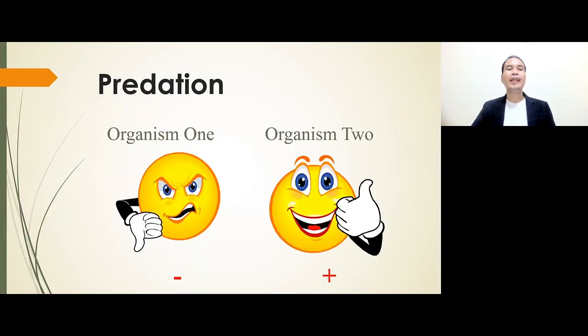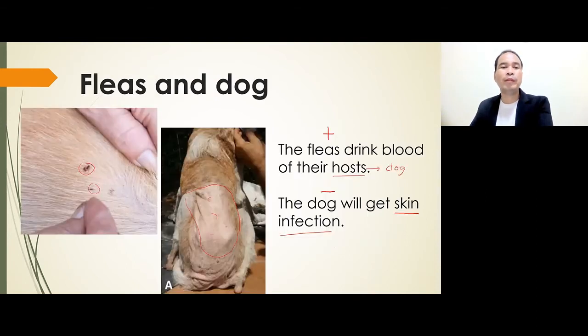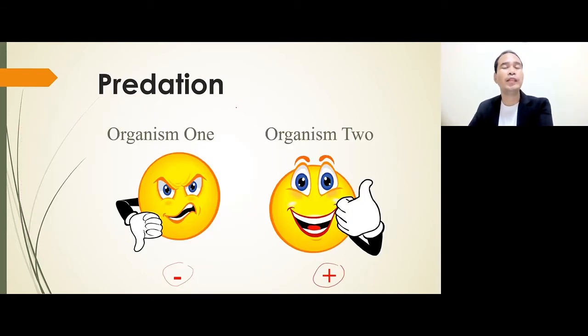Okay. And lastly, we have your predation. So organism 1 feels bad, that's why a negative sign. Organism 2 feels happy, that's why a positive sign. So again, parasitism versus predation. Remember parasitism, a parasite is like an animal who gets benefit only. The animal who is happy, and the host feels bad. So remember this one, please. This is the parasite, and the dog is the host. So in parasitism, the host is not killed.